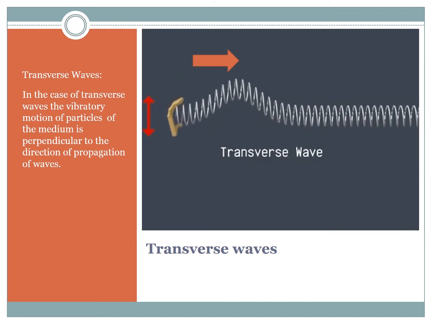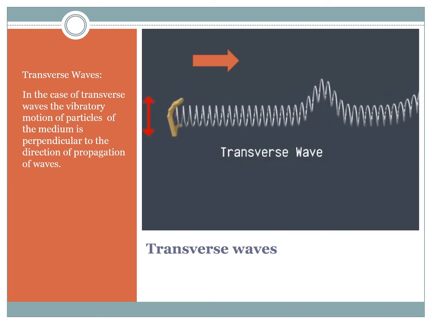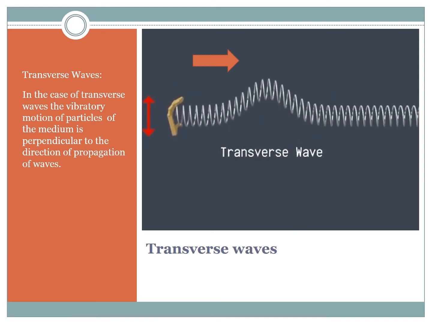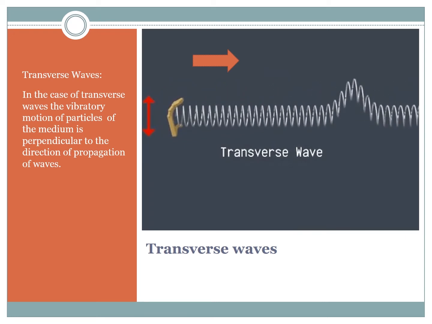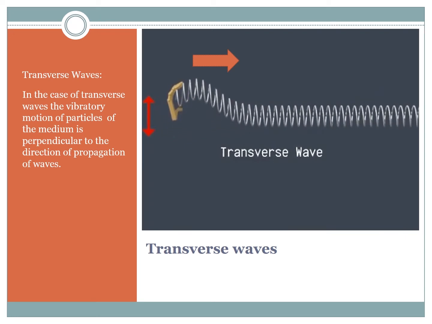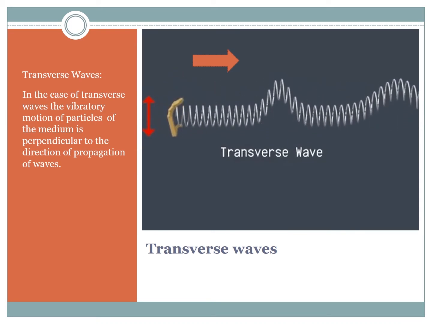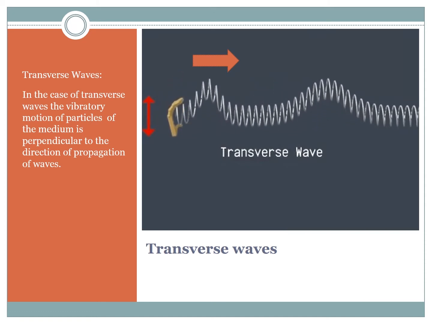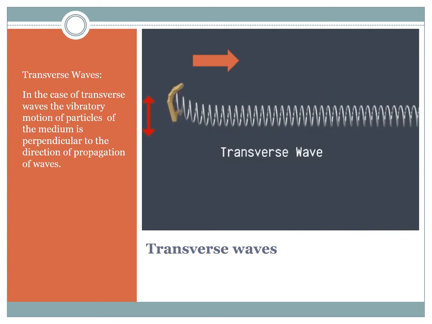In this animation, you will see that a slinky spring is shaken up and down by hand movement. Although the disturbance is traveling in the forward direction, you can clearly see that the rust arrow shows the direction of propagation of the wave, whereas the red arrow shows the vibratory motion of the particle. Both arrows show that the motion of the particles of the medium is perpendicular to the direction of propagation of the wave, which justifies the definition.